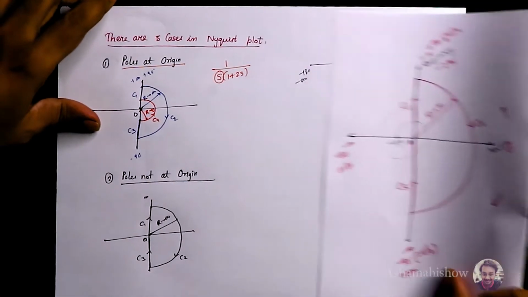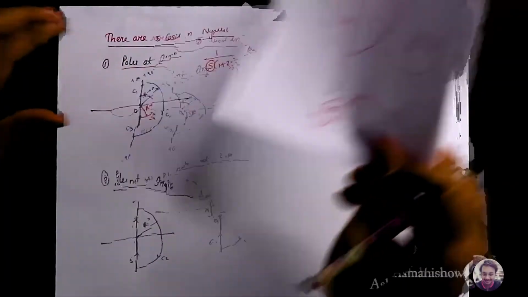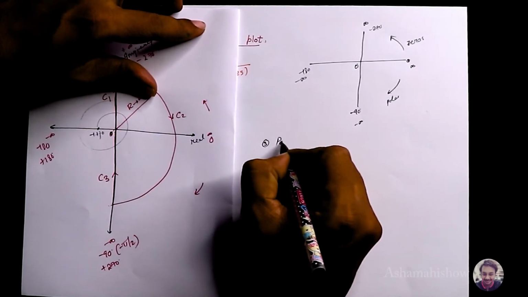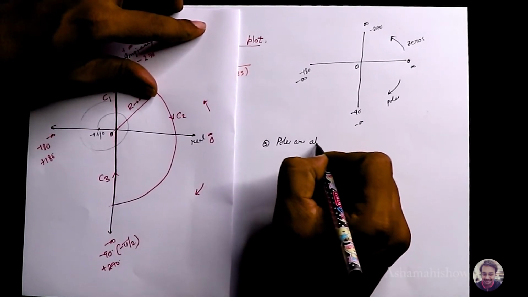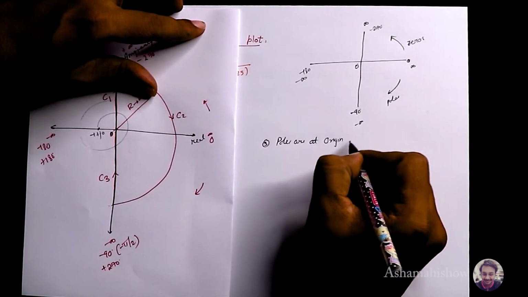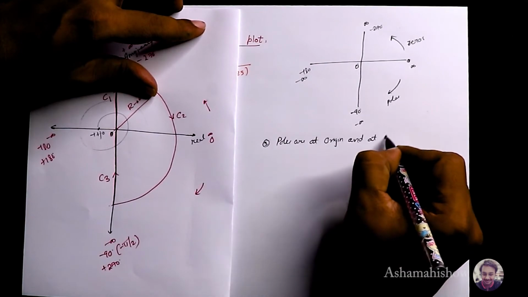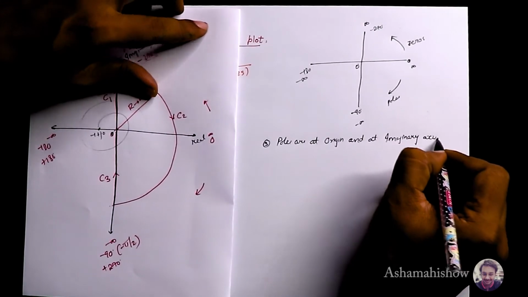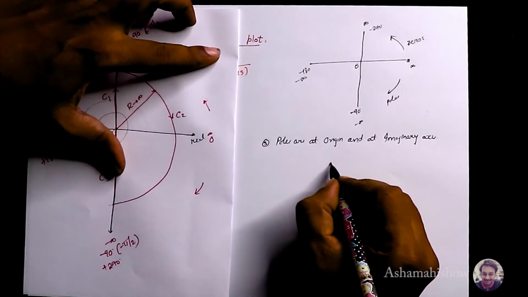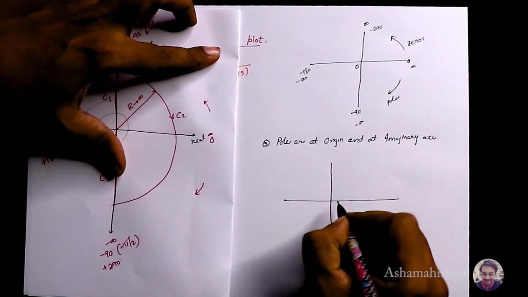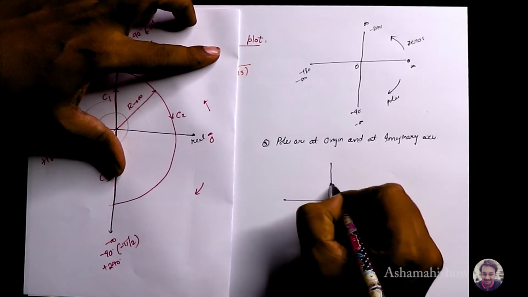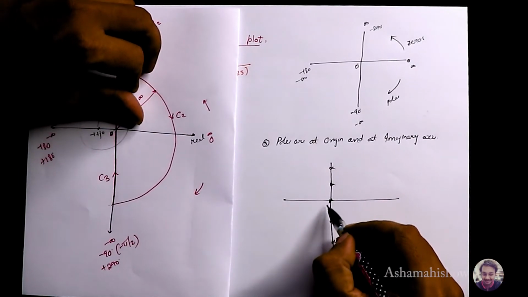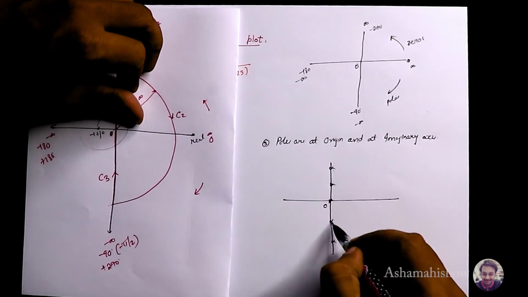Now, third case, when your poles are at origin and also at the imaginary axis. So when you have poles at the origin and the imaginary axis, for example, I have a pole at the origin and also at the imaginary axis, like this. How many poles are there? 5 poles. One at the origin, 0. There are 2, 3 and 4 and 5.